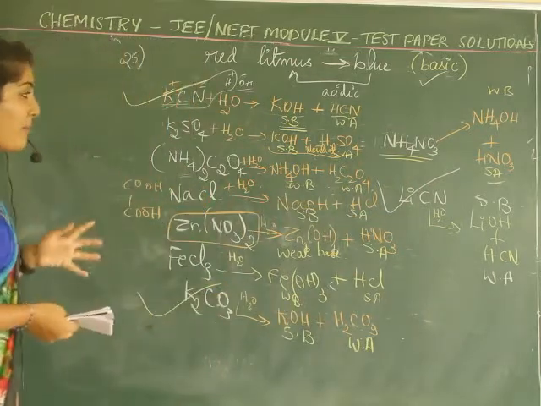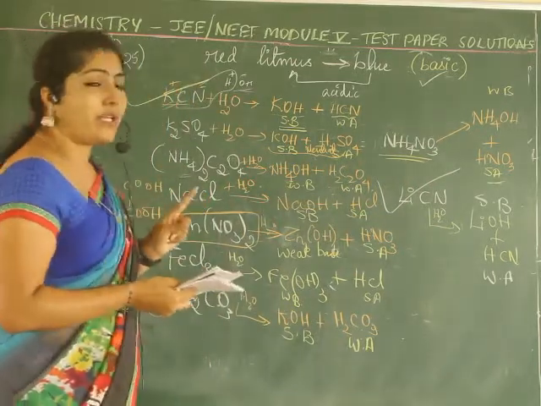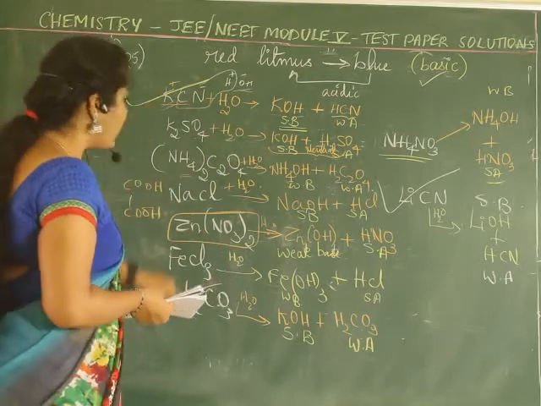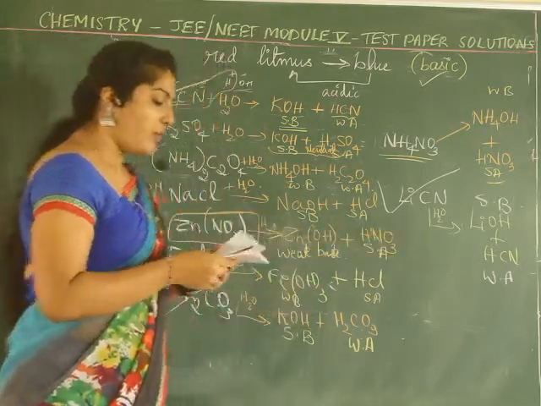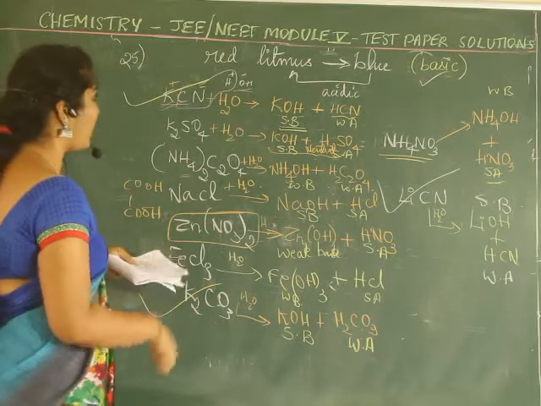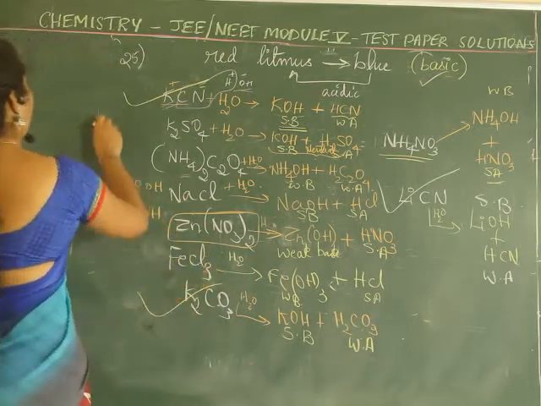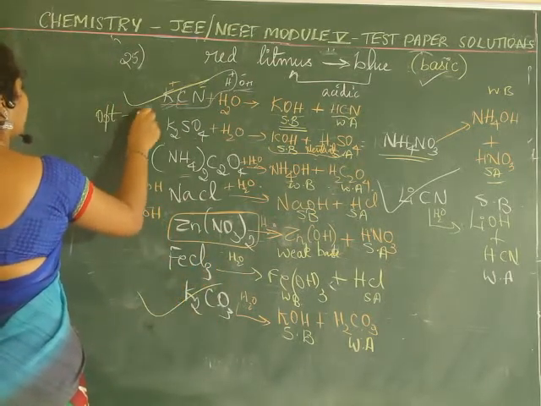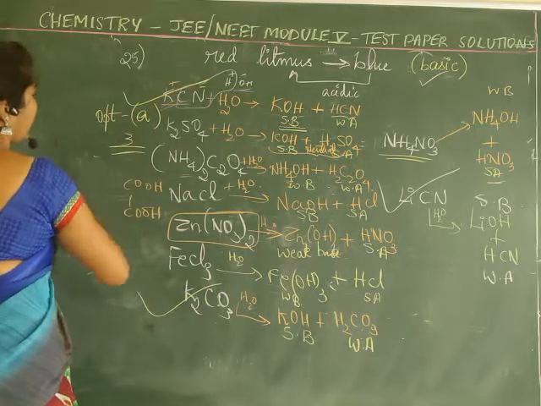So how many compounds have they asked? So 1, 2 and 3. So check the option: option A says 3, so that is the right one.